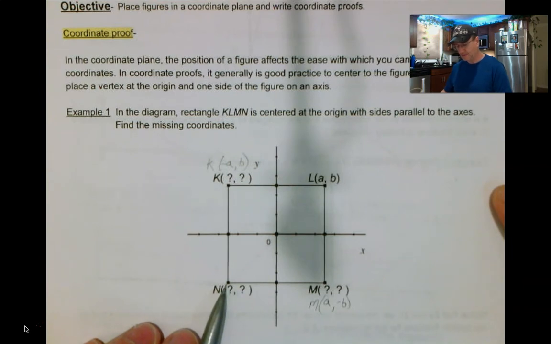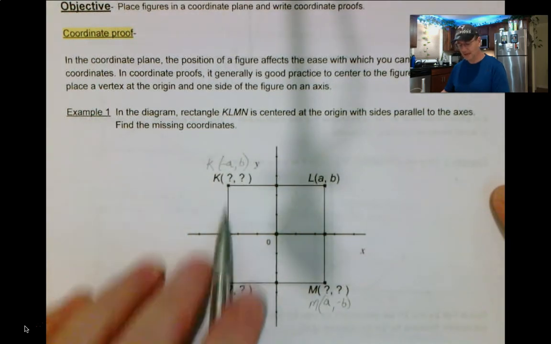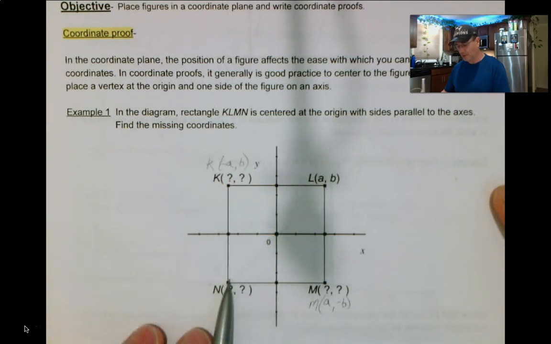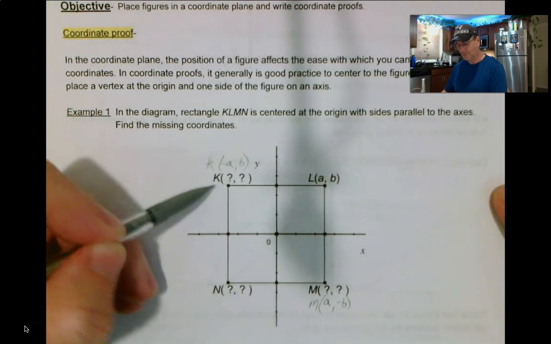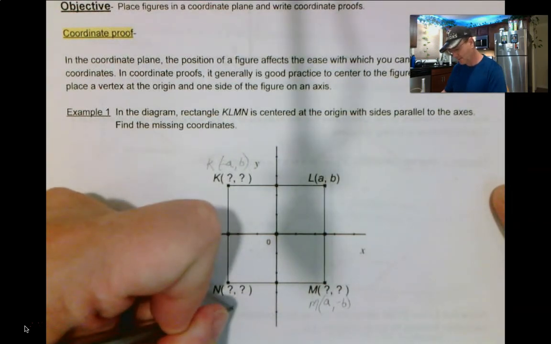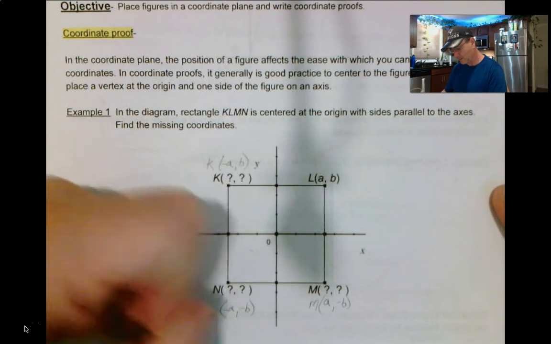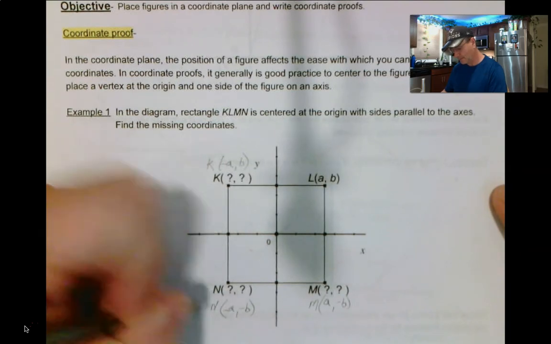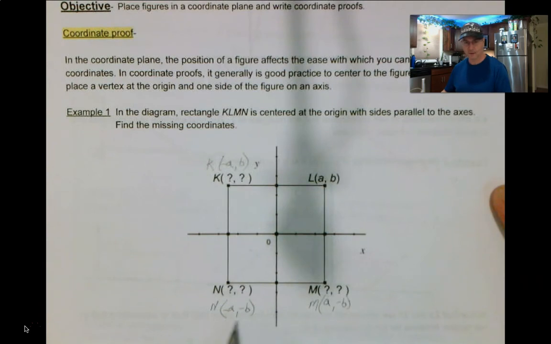N is actually easy to figure out because N is the same distance to the left of the y-axis as K is, and it's the same distance below the x-axis as M is. So we take the x-coordinate from K and the y-coordinate from M to get the coordinates for N: negative A, negative B, which makes sense because we are in the third quadrant here for N, and everything's negative. X and Y are both negative in the third quadrant. So all of these have variables for their coordinates, but they're variables with the restrictions, which I said before.